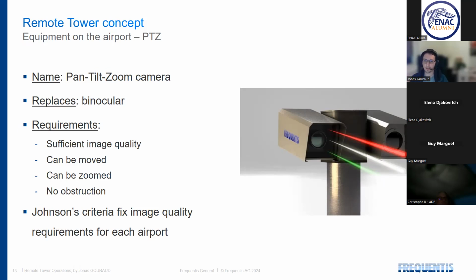For this, it's the same thing. You will need image quality. It must be moved, as I said, and when you install it on the airport, you have to make sure that you won't have any obstruction. When I say that, it's pretty obvious that you need to make sure that no building stands in the way, but you also have to make sure that the cameras don't block each other, which can be quite challenging depending on the airports.